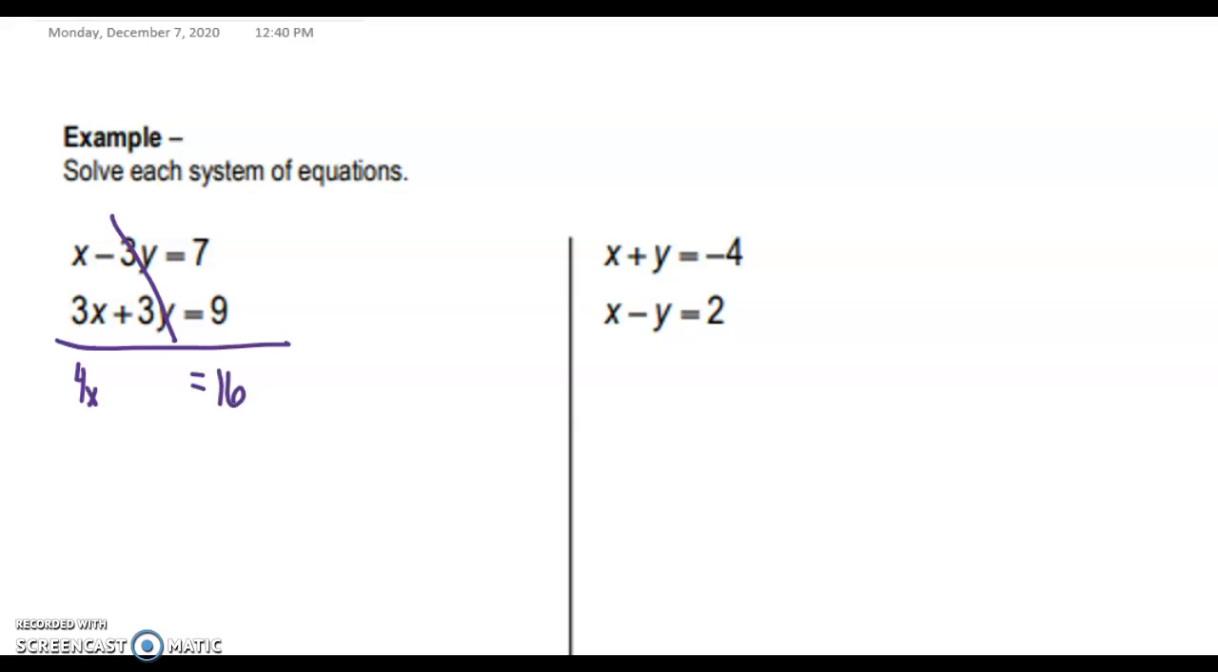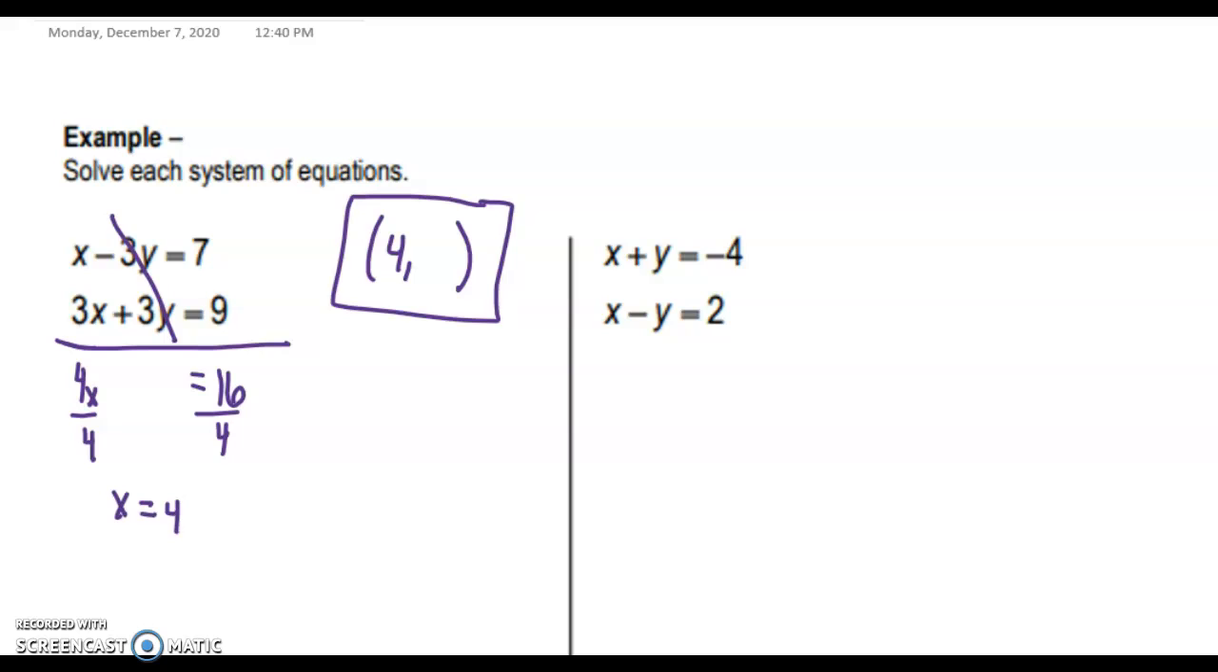So the whole purpose of this is to eliminate one of the variables so that you can solve and find the other variable. Once we know one variable, we can plug back into the original equation and we'll know them both. So we have 4x equals 16. We divide by 4 and we get x equals 4. Now remember, we always write our answer as a point because if you graph them, it's talking about the point where they intersect. So x is 4.